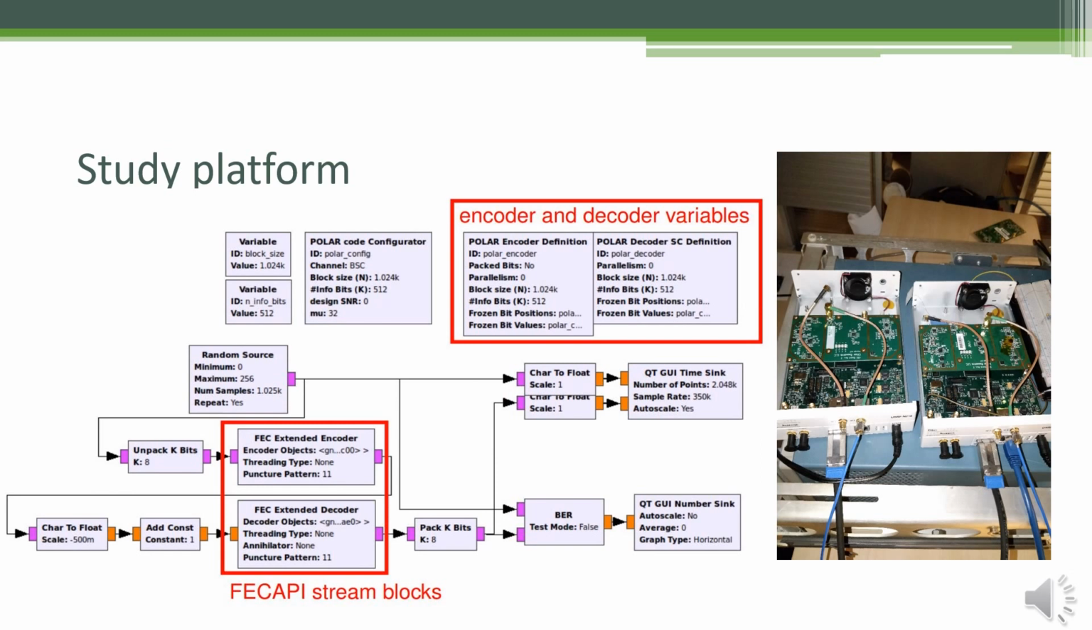The left image shows the polar code encoder and decoder blocks, which were implemented on the GNU Radio Companion platform. On the right image, two USRPs are shown. One was used as a transmitter and one was used as a receiver. Both were connected to the same computer system via Ethernet cable.